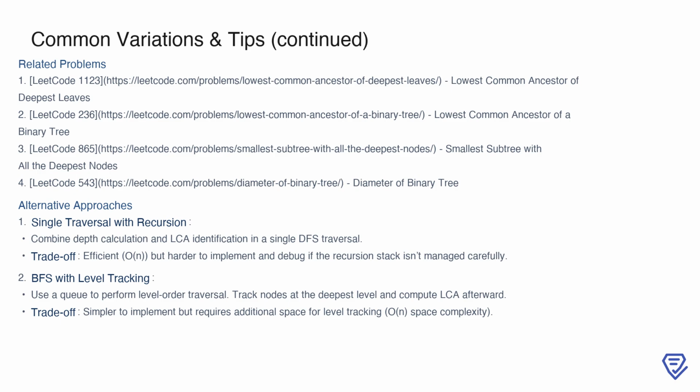In terms of alternative approaches, one efficient method is performing a single traversal using recursion. This combines depth computation and LCA identification into one DFS traversal, achieving optimal time complexity. However, while this method is efficient, it can be harder to debug if you don't carefully manage the recursion stack. Another option is using BFS with level tracking. This involves level order traversal to identify the deepest nodes, followed by a separate step to compute the LCA. Although this method is easier to implement, it requires additional space to track the nodes at each level.